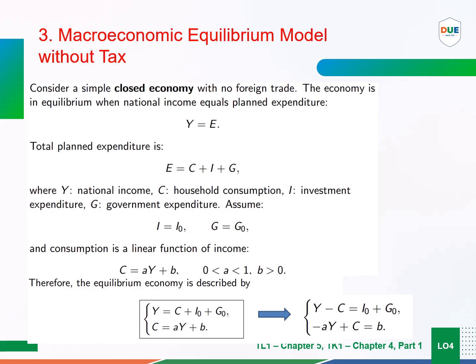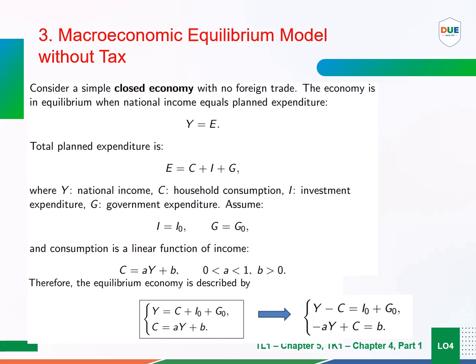We now consider a simple macroeconomic equilibrium model without income tax. Assume a closed economy with no foreign trade. The economy is in equilibrium when national income is equal to total planned expenditure. Planned expenditure consists of household consumption C, investment I, and government expenditure G in this simple model. Investment I and government expenditure G are fixed, while consumption C is assumed to depend linearly on national income Y.